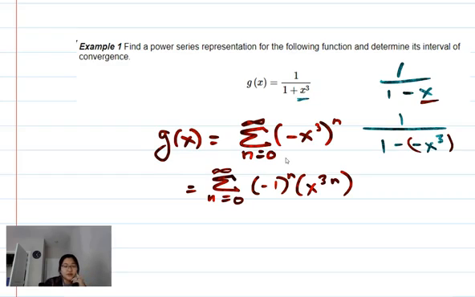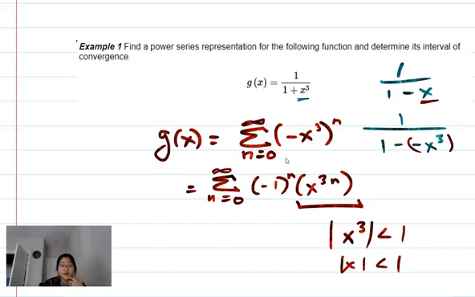And then we also know that this is going to help determine what our interval of convergence is going to be, because x cubed is our r, so the absolute value of x cubed needs to be less than 1. And when is that going to happen? Well, when the absolute value of x is less than 1. And so, well, there we go. We have our interval of convergence for our power series representation of g of x.